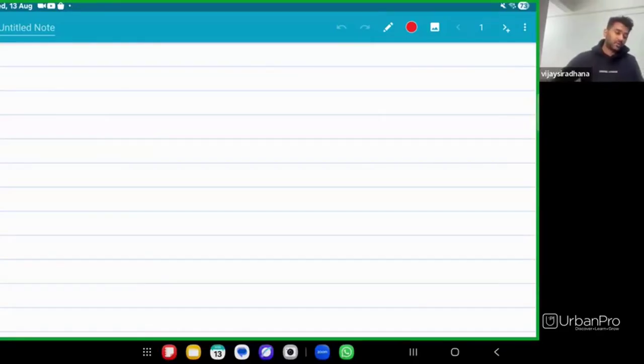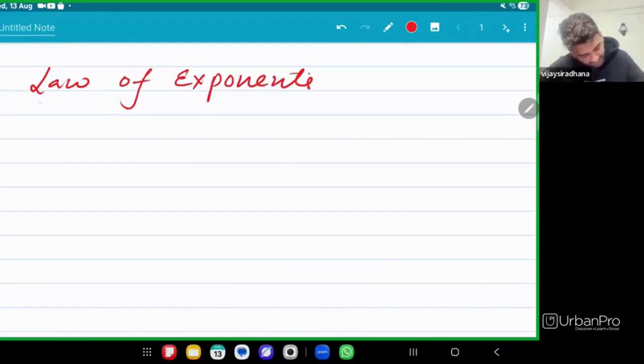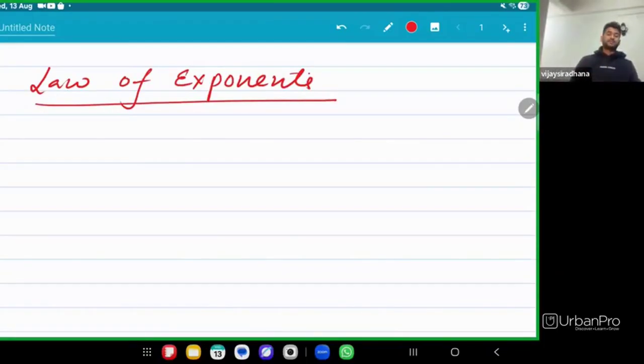So students, today we are going to read about laws of exponent. Now, for this, we should know a little bit of information that I'll be writing down. So, this is the topic: Law of exponents.